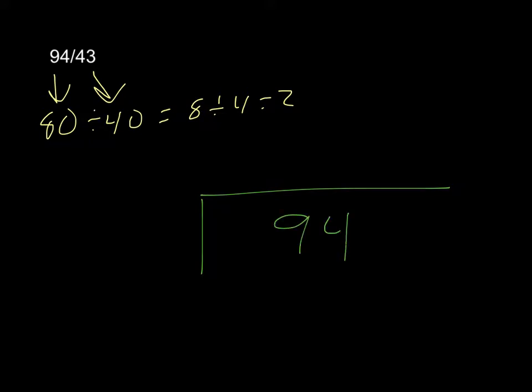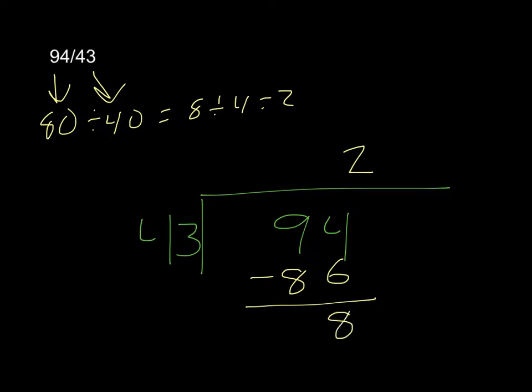94 divided by 43. I'm going to start with 2. Okay, 43 times 2 is 86. 94 minus 86 is 8. So I have 2 with a remainder of 8. Let's try one more problem.